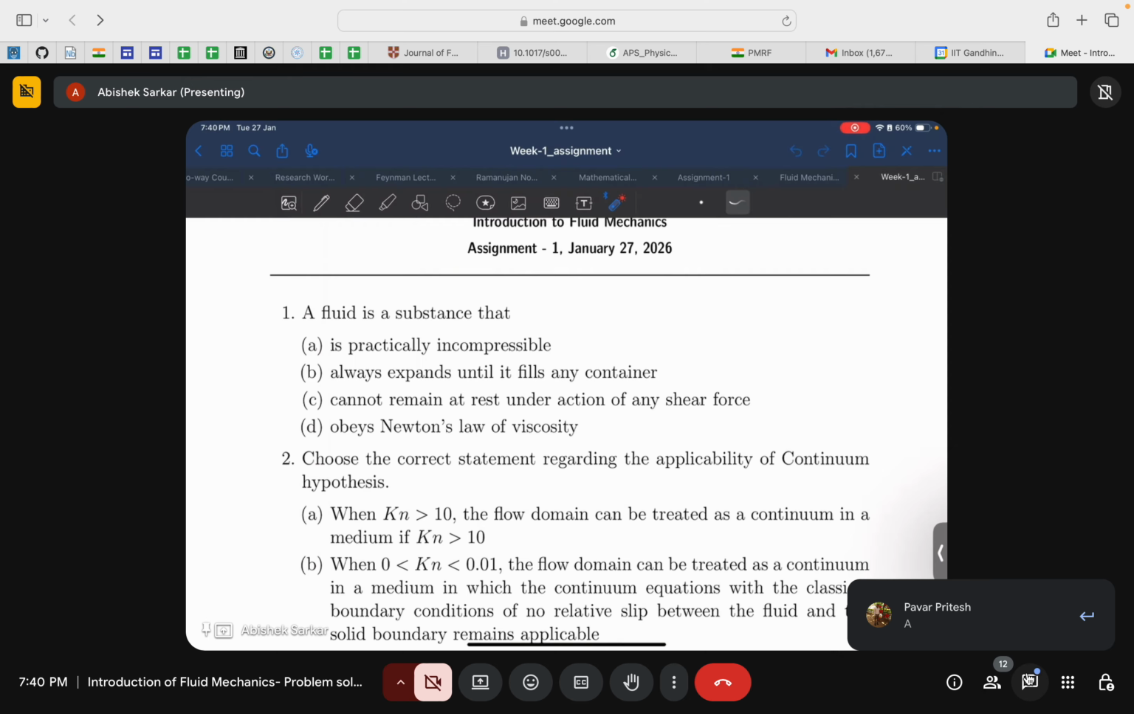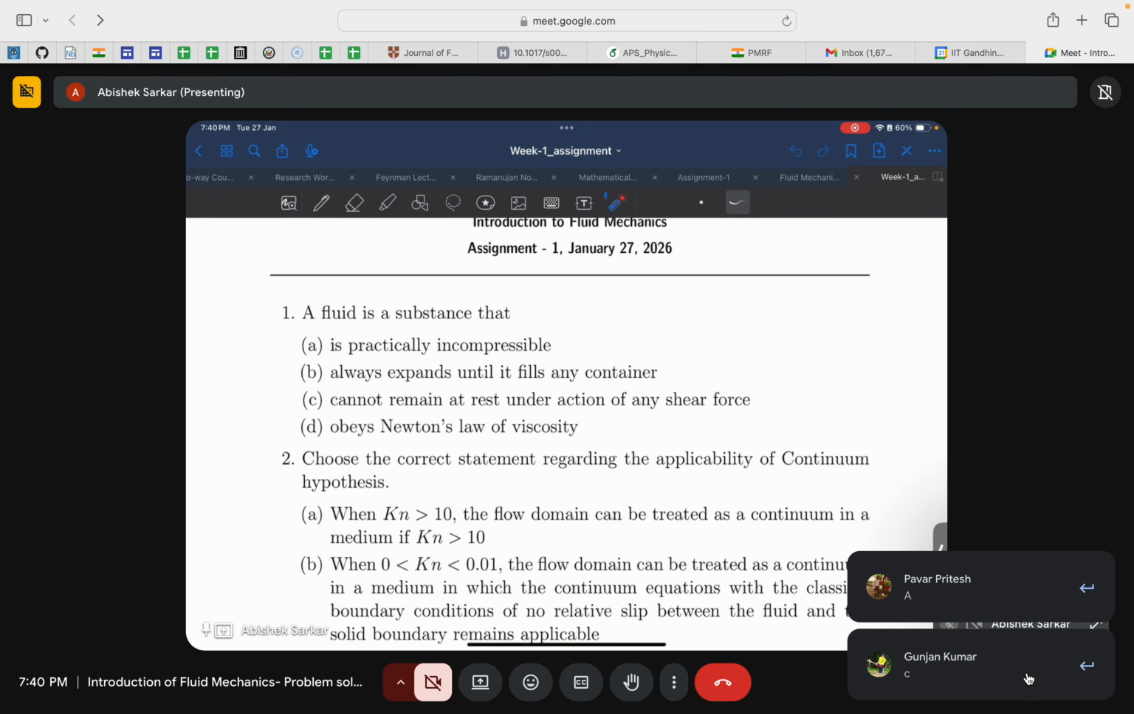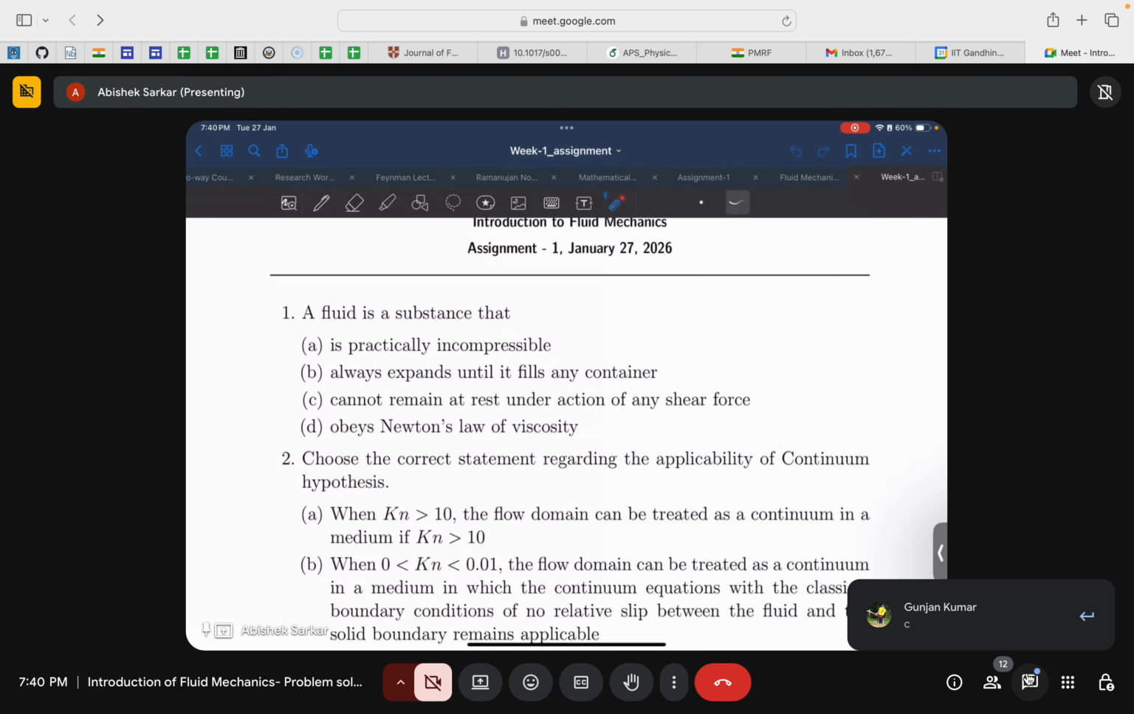Okay, Power says A. Gunjan says C. So it seems that there are a lot of discrepancies, and this is expected because all these definitions are almost applicable to a fluid in most of the cases. But as an examiner or a tutor for this particular course, I will expect an answer that fits the best to what we have discussed in the class.